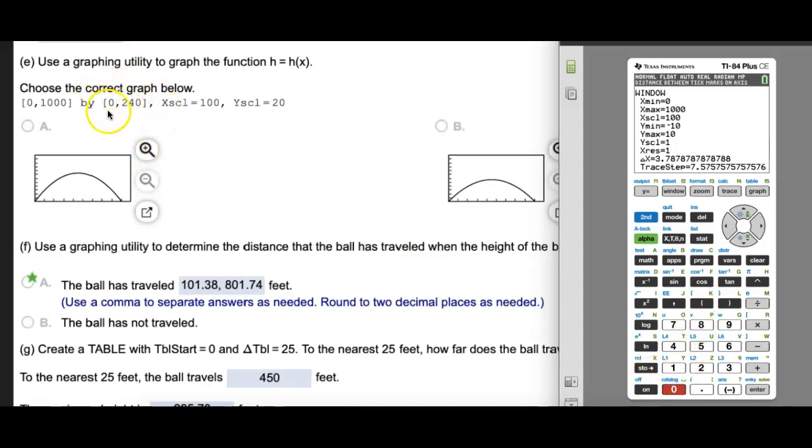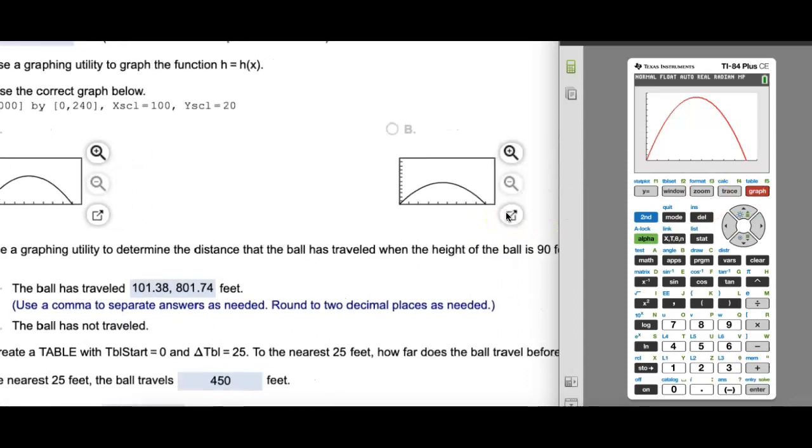Now in the next bracket, these are the Y values, Y min and Y max. They go from 0 to 240. And the Y scale is 20. So we're counting by 20s. There's really no need to change any of this other information, but from this window, now I can press Graph, and I should see a graph that matches one of the 4 graphs that have been provided here.